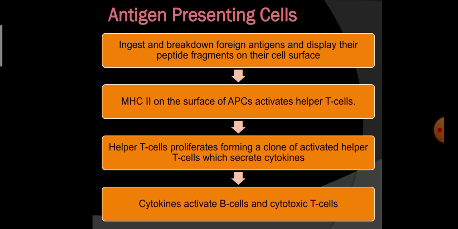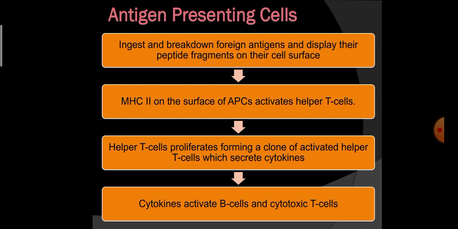These cytokines will activate the B cells and cytotoxic T cells, which are another group of T cells. Cytotoxic T cells will help in breaking down or cell lysis of the antigens, and B cells, on the other hand, will help in the production of antibodies. We have already seen that B lymphocytes, or B cells, help in the production of antibodies. Yes or no? So this is the process that is happening.